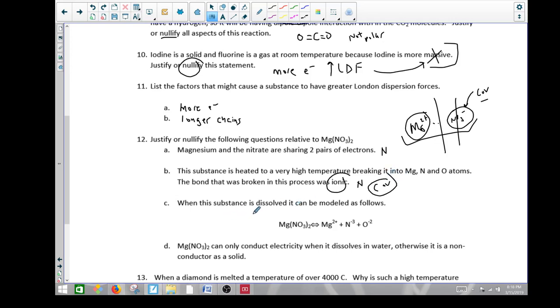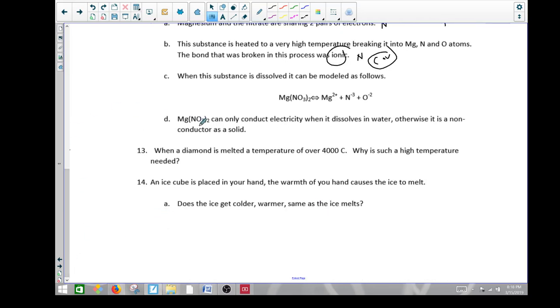When this substance is dissolved, it can be modeled as follows. Okay. So, justify or nullify this. Once again, I will nullify. When this thing dissolves, the nitrate will stay together, it will not break apart. So it would be magnesium 2 plus plus NO3 minus. And of course, that balancing would be a 2 there.